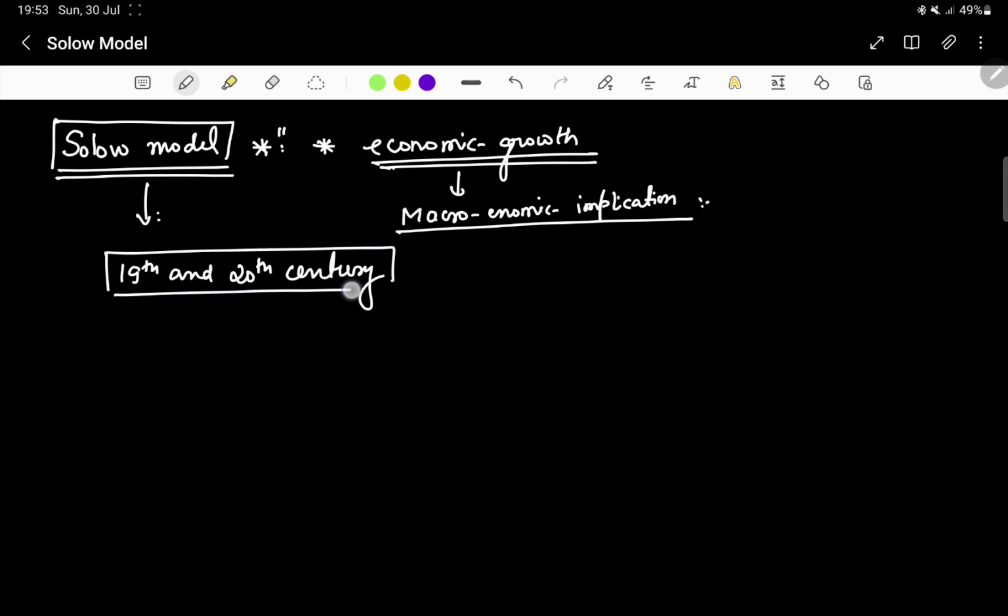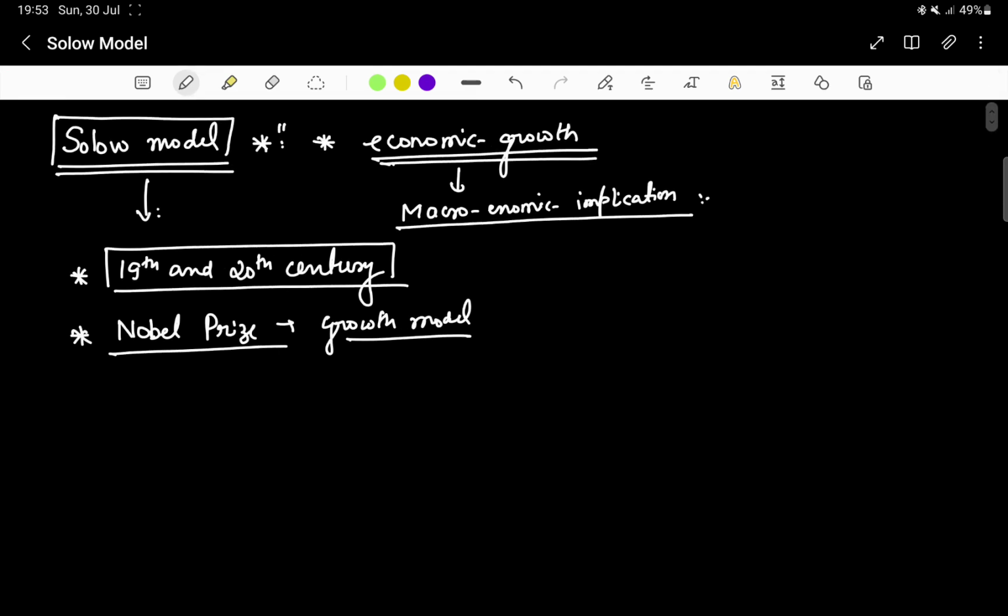Okay, and Solow got the Nobel Prize for his growth model. So we have looked into Solow's model, just a brief history about it. Now we will look into what are the assumptions that were taken by Solow. So the first assumption was he took a neoclassical production function.